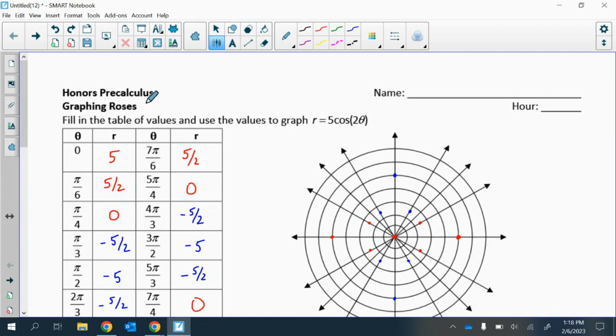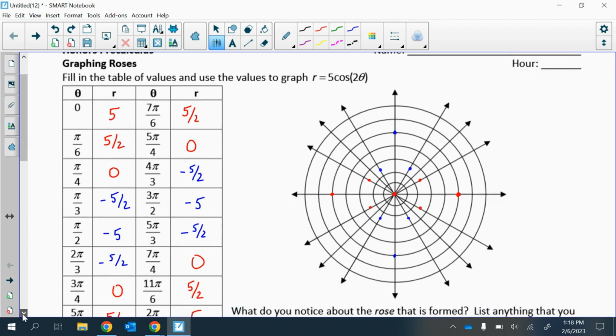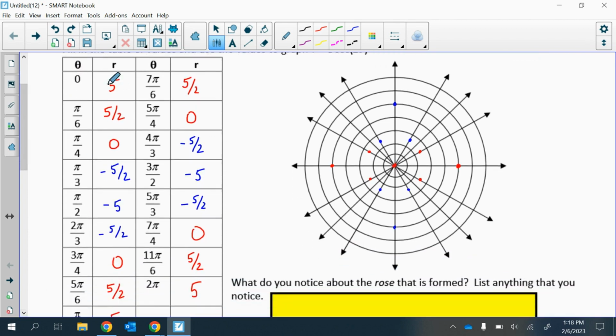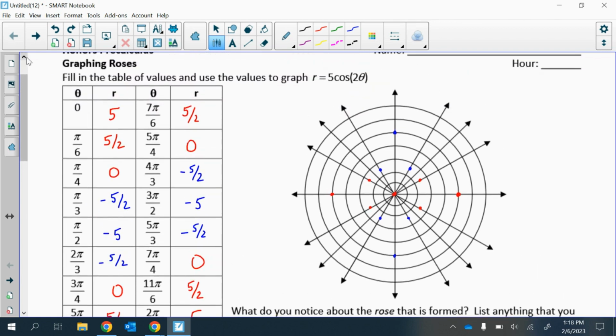Today we're going to talk about graphing roses. I've taken the liberty of already plugging in 0, pi over 6, pi fourths, pi thirds, pi halves, and so on into our chart in order to save some time. I've also labeled everything that has a negative r value in blue, so it's a little bit easier to see what's happening. And then I've plotted all the points on the graph.